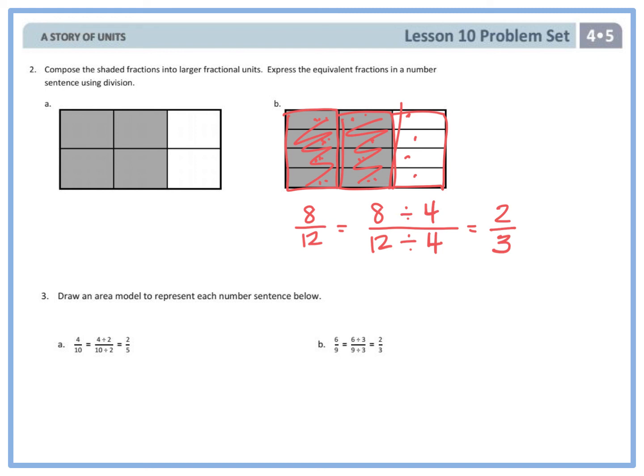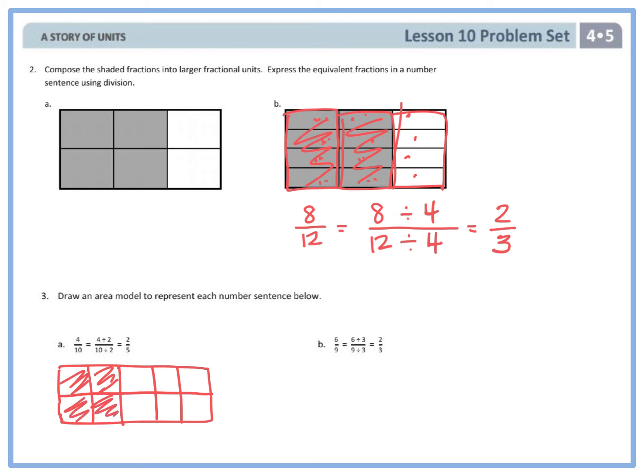All right, I'm going to look at 3A. I've got 4/10. So I think I'm going to go this way. I'm going to divide into 5 first, and then now I can divide into tenths. And I have 4 of those shaded. Okay, 4 of my 10. And now I have to compose them into a larger unit.